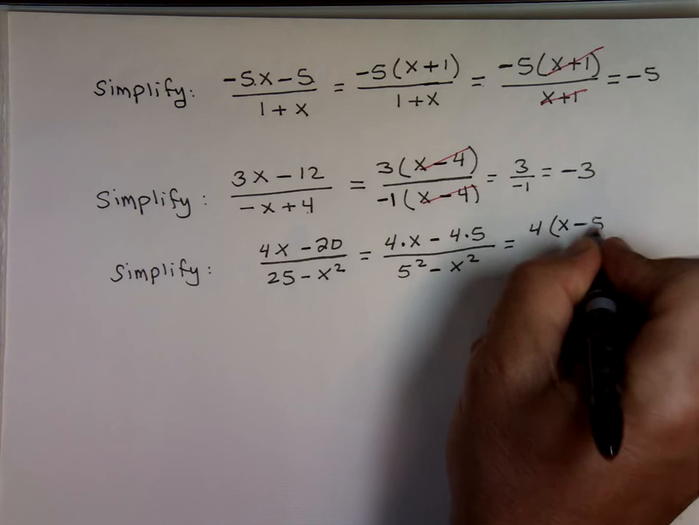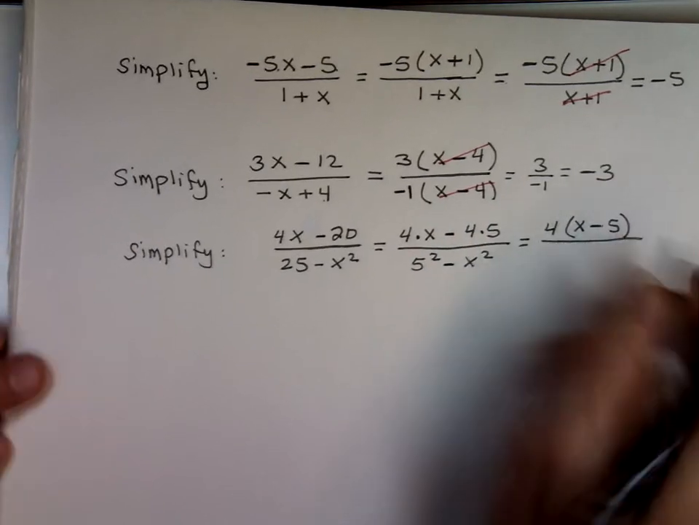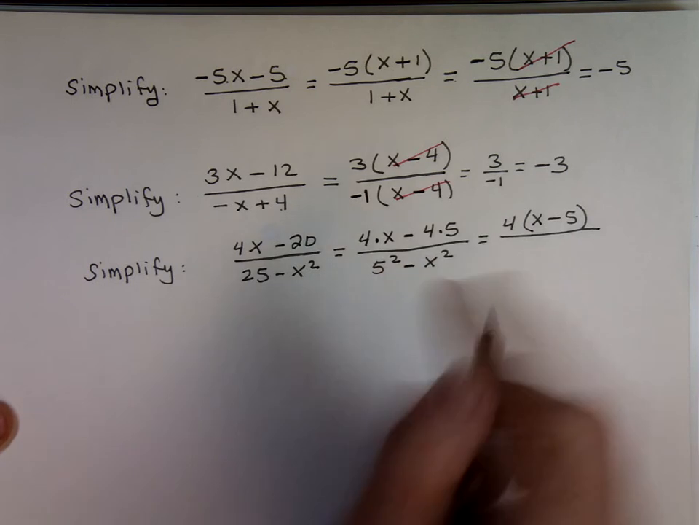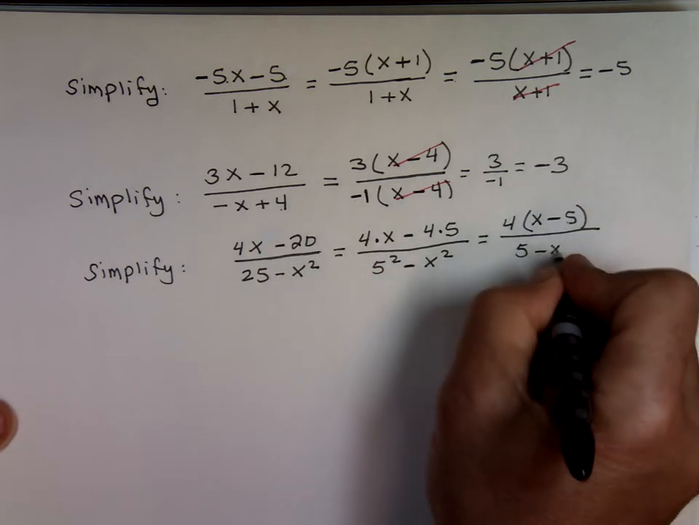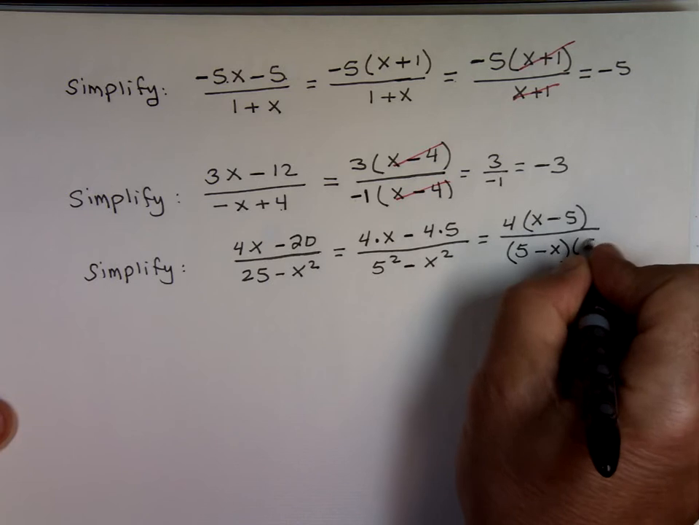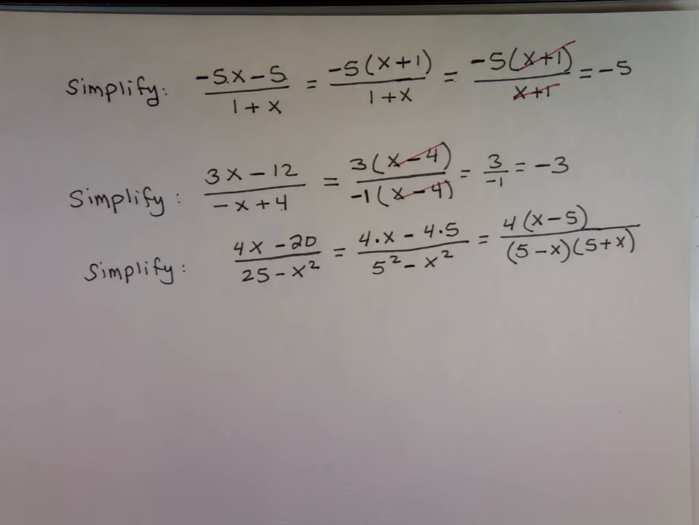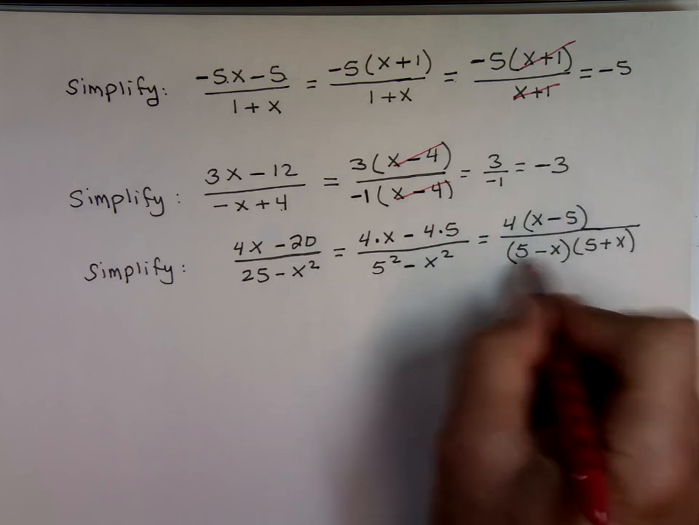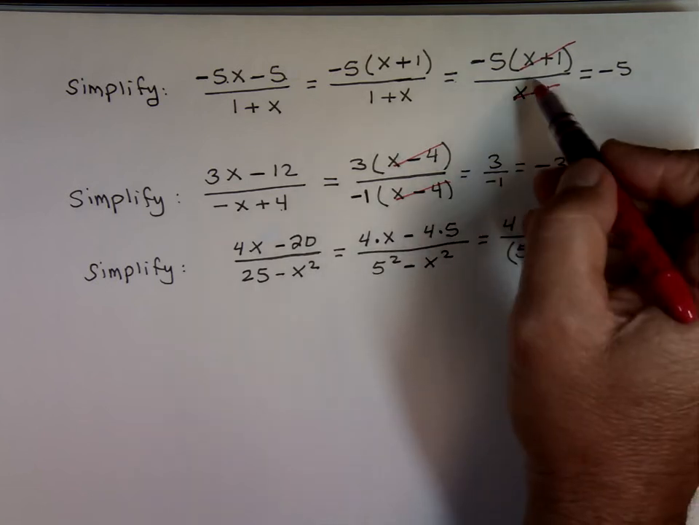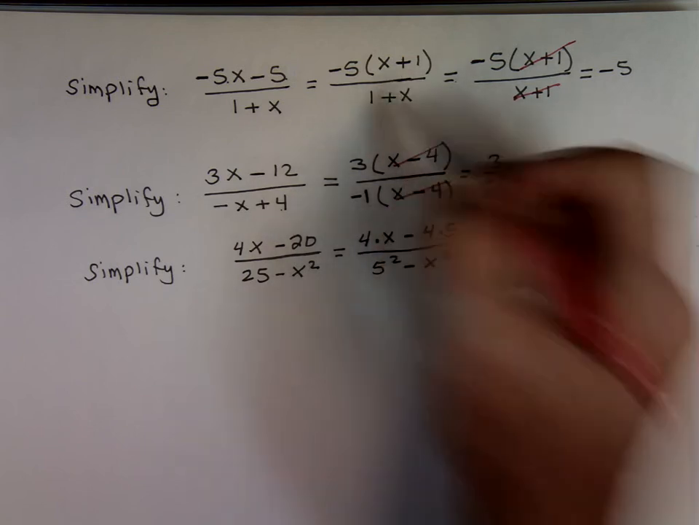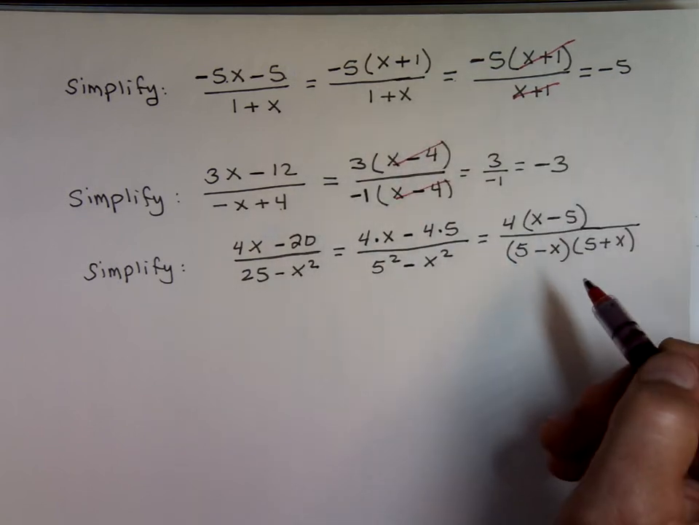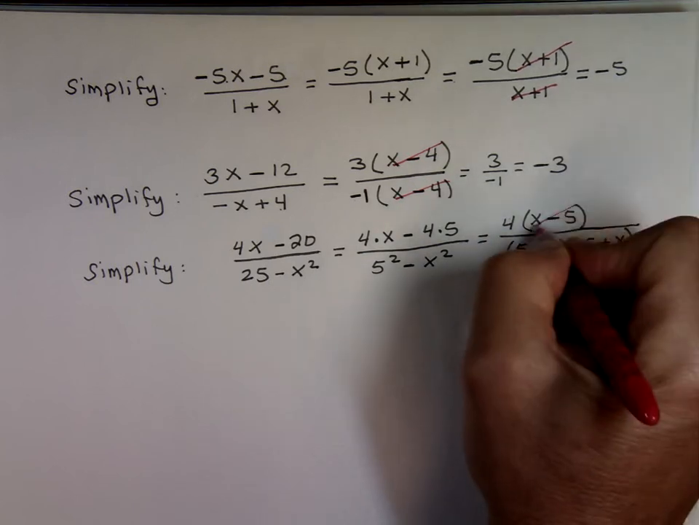The bottom here, this is the difference of two squares. It's 5 minus x, 5 plus x. There's one little problem here, and that is this is x minus 5 and this is 5 minus x. They're backward. Not like this. Addition is not backward. Addition is the same, but subtraction, these are backward. And you can still cancel them, but the result, you have to change the sign to a negative 1.